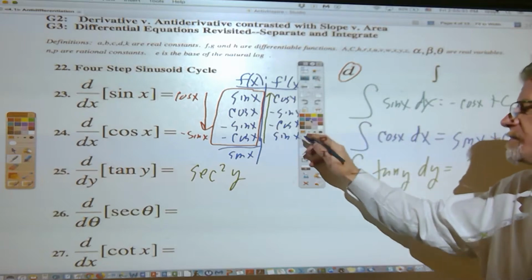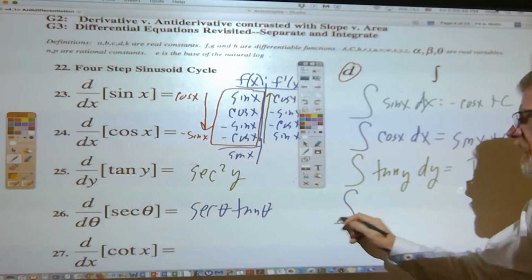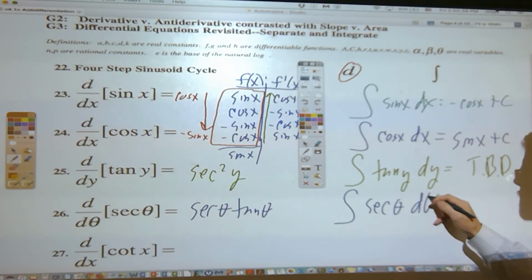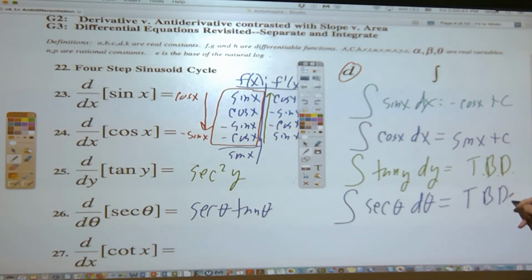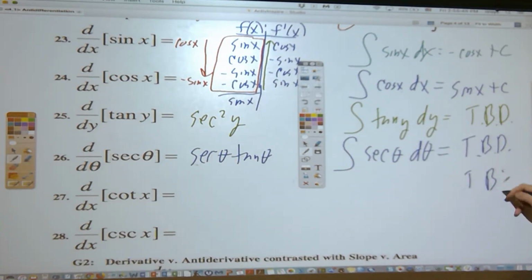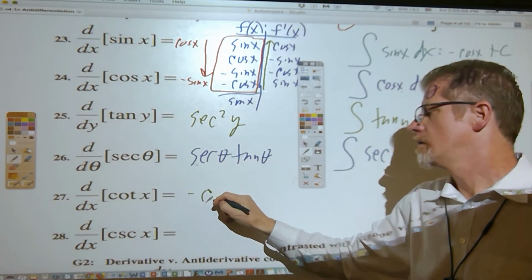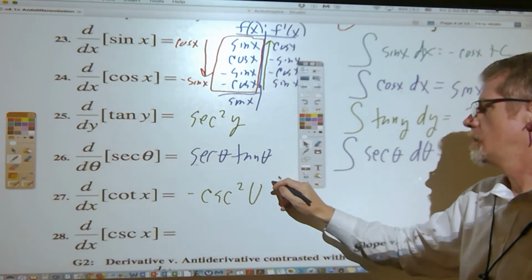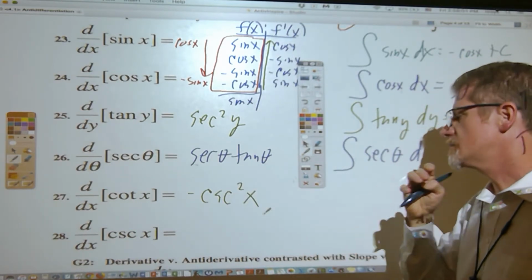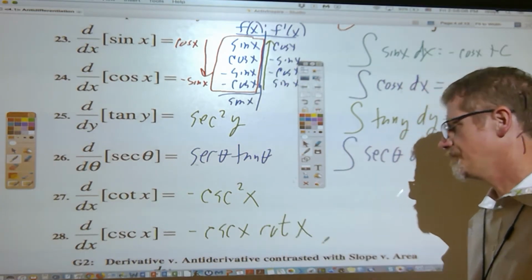We know that the derivative with respect to theta of secant theta is secant theta tangent theta. But we do not yet know a family of functions whose antiderivative is secant theta. Same thing with cotangent and cosecant. For review, go ahead and write their derivatives. You can write the derivatives over there. Watch out for the letters of the alphabet they use. This one is negative cosecant x cotangent x.